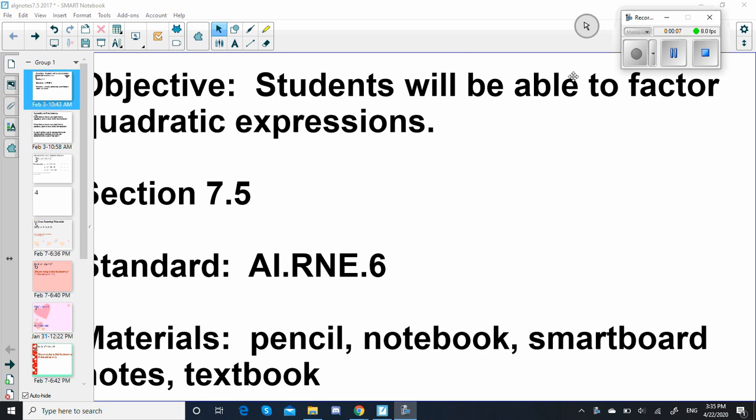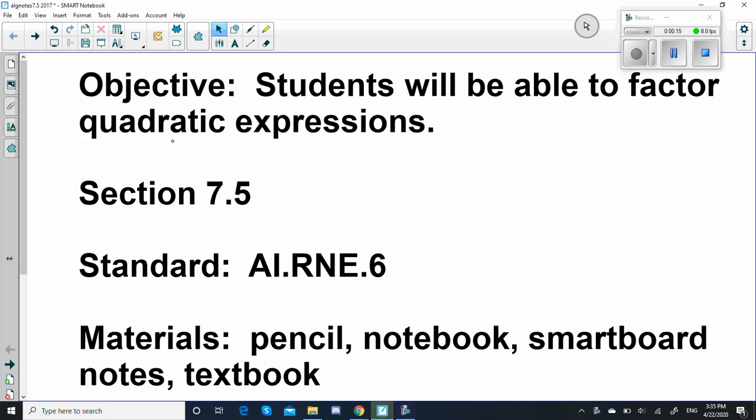Tellas. Okay, we're going to start 7.5 today, which is our second step into our journey of factoring. We'll be factoring quadratic expressions today.